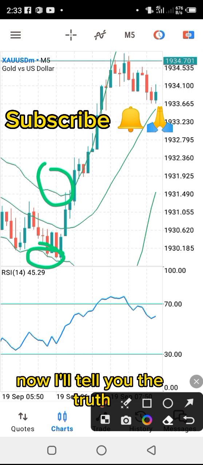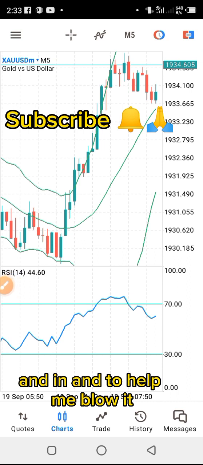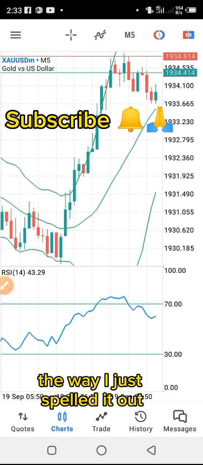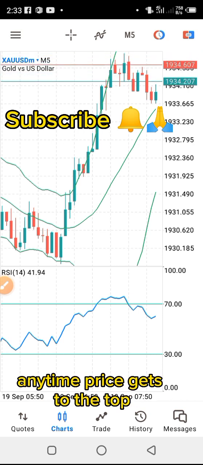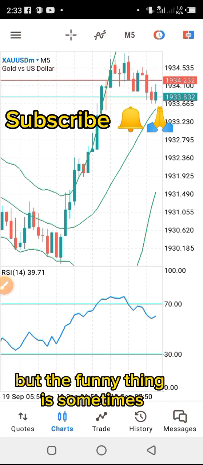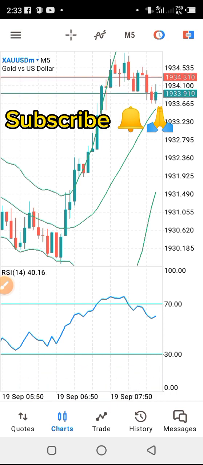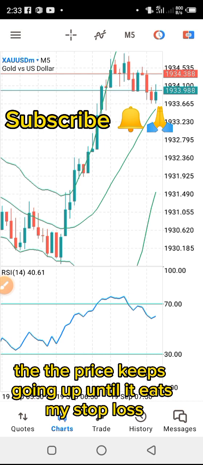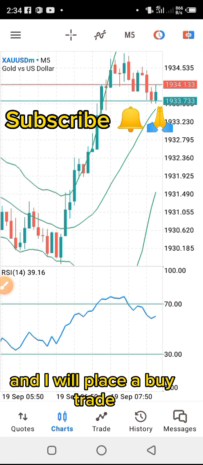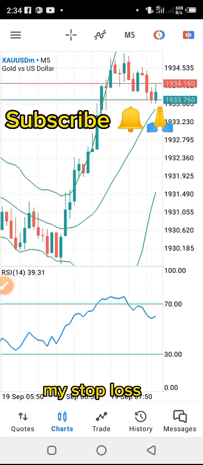Now I'll tell you the truth. These two indicators worked hand in hand to help me blow a $200 account when I was starting out, because I was following it exactly the way I just spelled it out. Anytime price gets to the top, I'll enter a sell trade. But the funny thing is, most times, once it gets to the top and I place the trade, the price keeps going up until it hits my stop loss. It will get to the bottom band and I'll place a buy trade, but it will keep going down until it hits my stop loss.